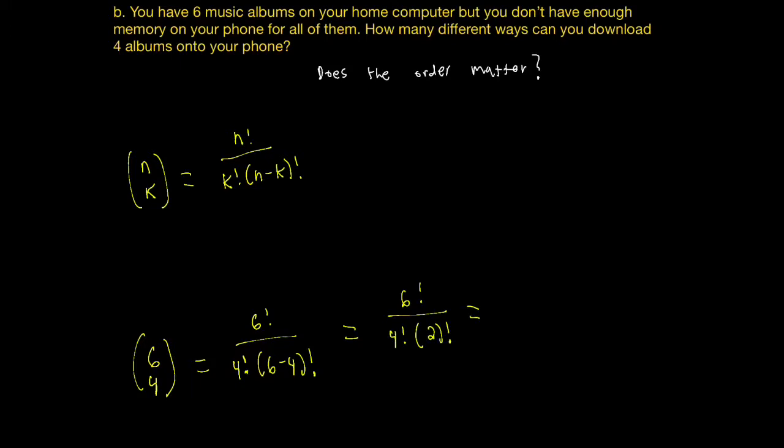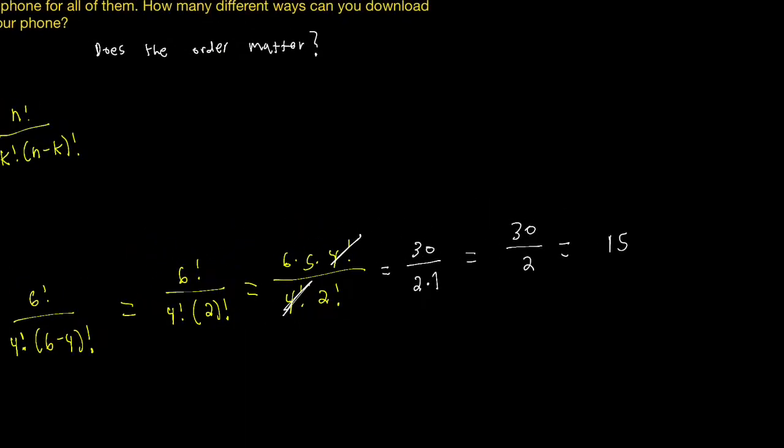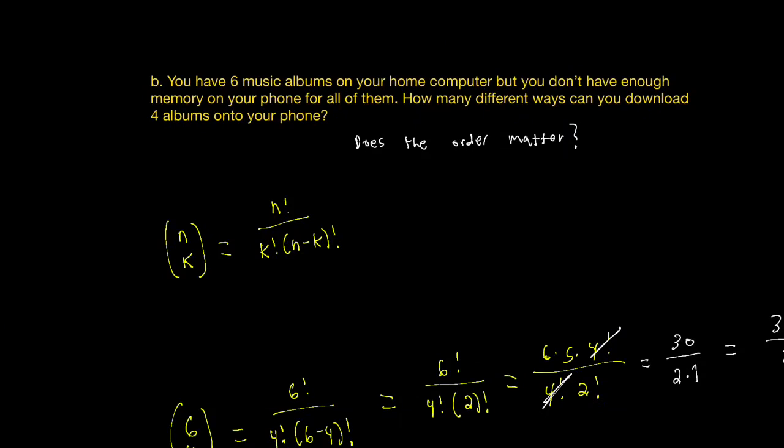I'm going to expand the 6 down until I get to 4, since 4 is the bigger one in the denominator. So we get 6 times 5 times 4 factorial all over 4 factorial times 2 factorial. And the 4 factorials strategically get canceled out. So we get 6 times 5, which is 30, in the numerator. And then 2 factorial is just the same thing as 2 times 1. Here we get 30 over 2, and that'll be 15. Hence, we have 15 possible combinations in which we can download 4 albums onto your phone from a choice of 6.